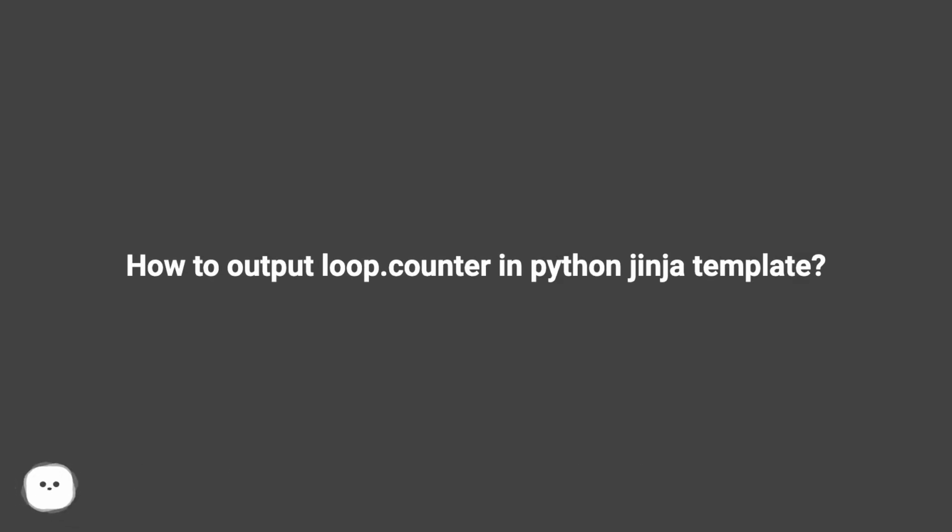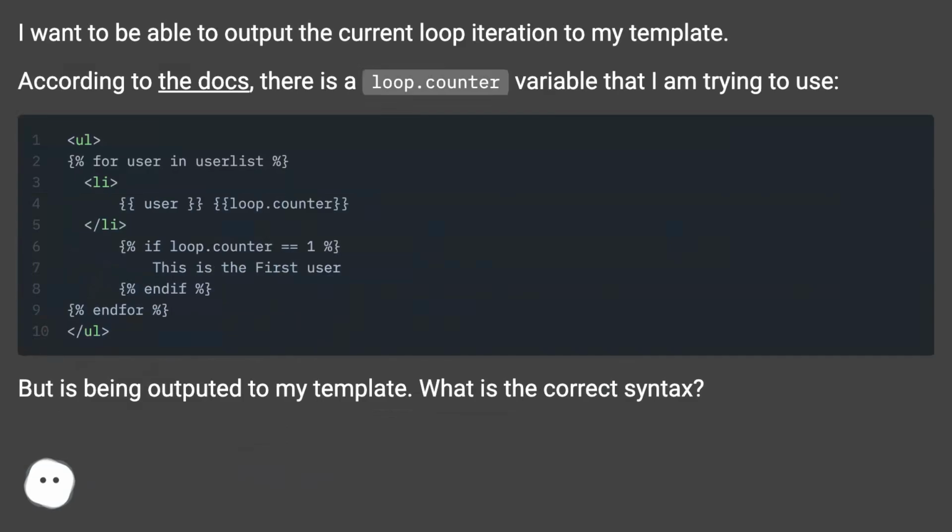How to output loop.counter in a Python Jinja template. I want to be able to output the current loop iteration to my template. According to the docs, there is a loop.counter variable that I am trying to use, but it's not being outputted to my template. What is the correct syntax?